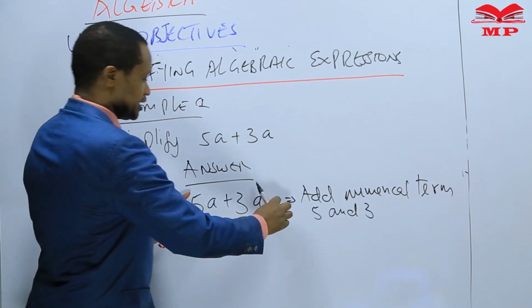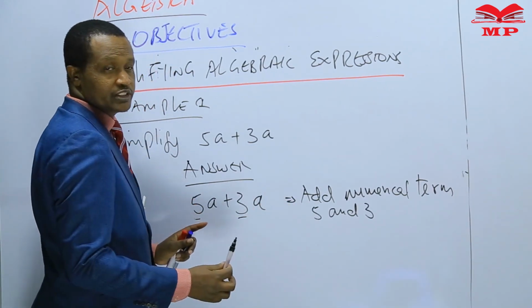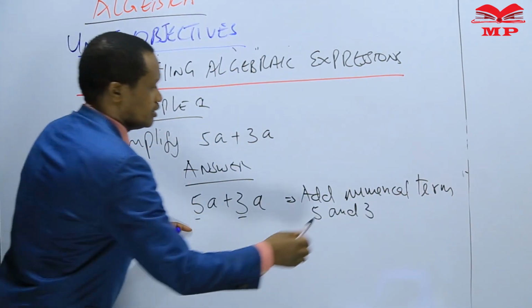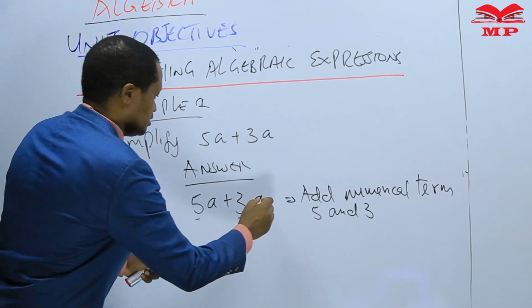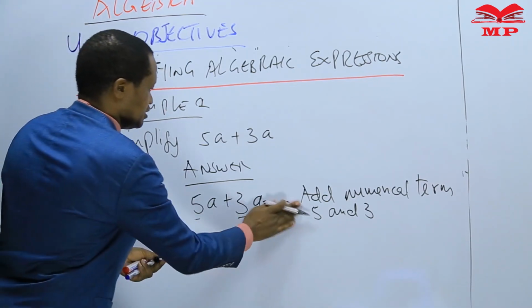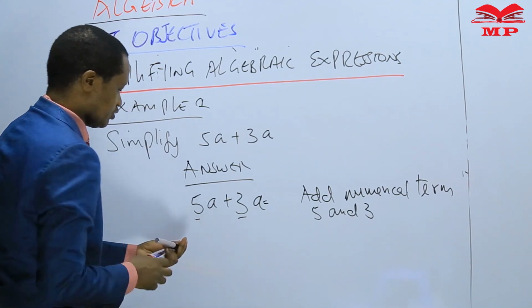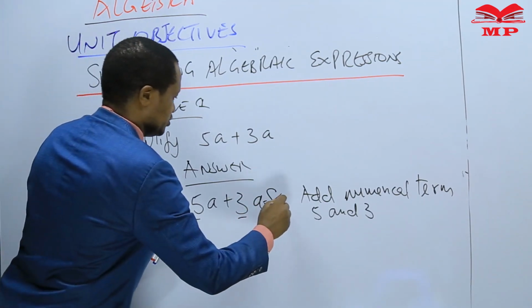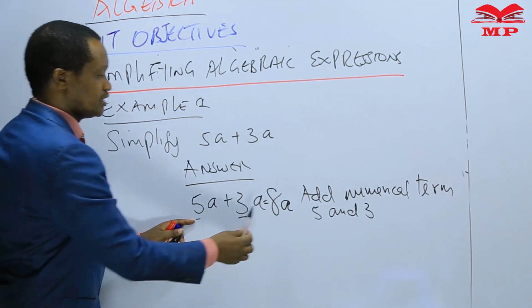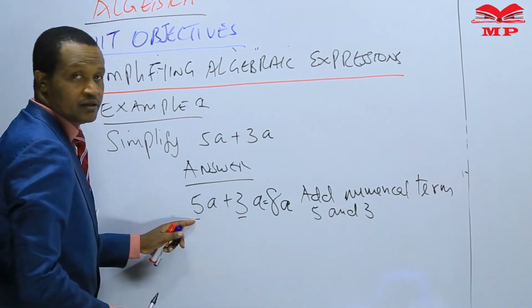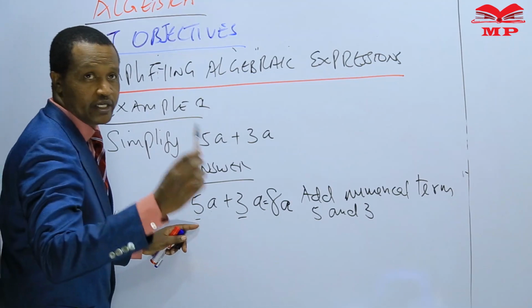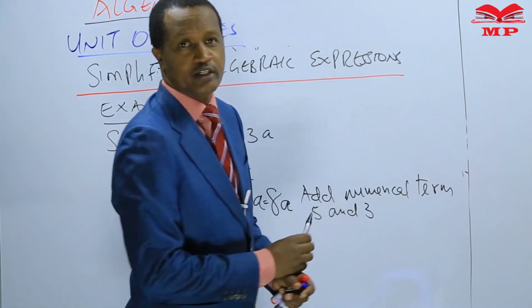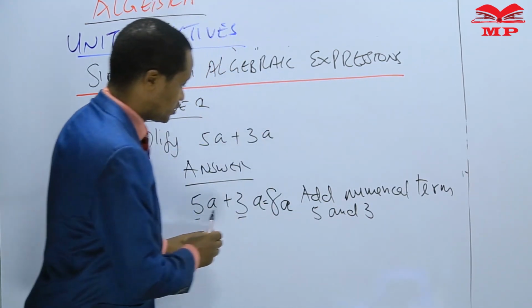So when you are adding like terms, we simply add the numerical terms. The numerical terms here are 5 and 3. So 5 plus 3 is equal to 8. Then we write down a. So the answer is 8a. 5a plus 3a is equal to 8a. Addition. Are we together, learner? This is what we covered in standard 5.